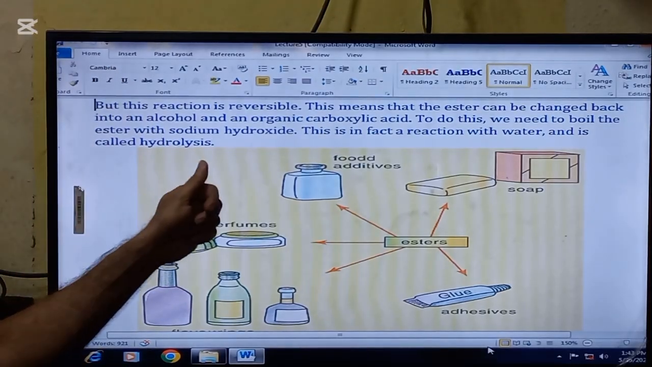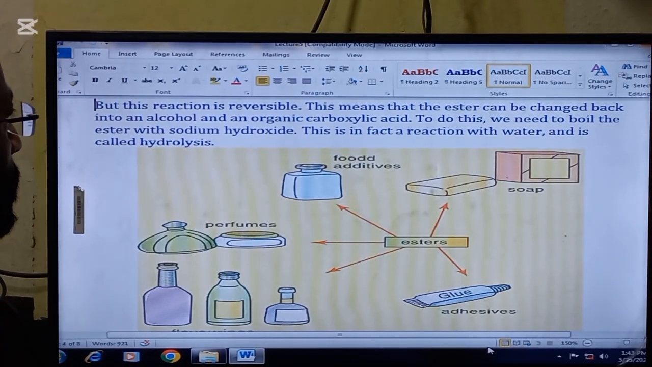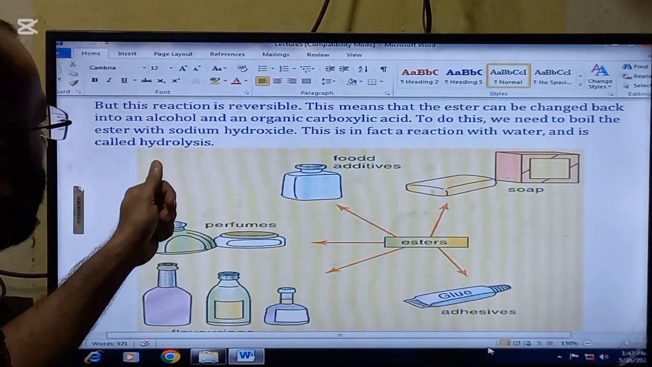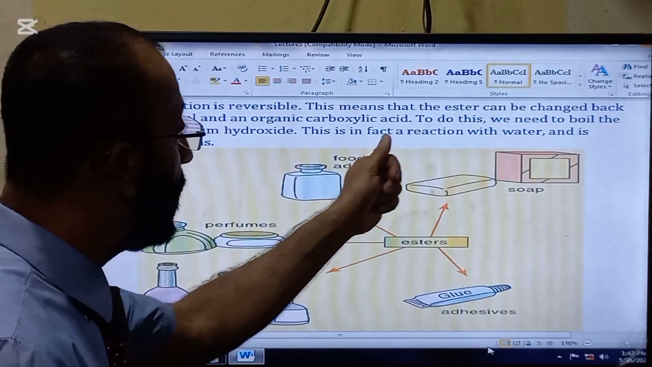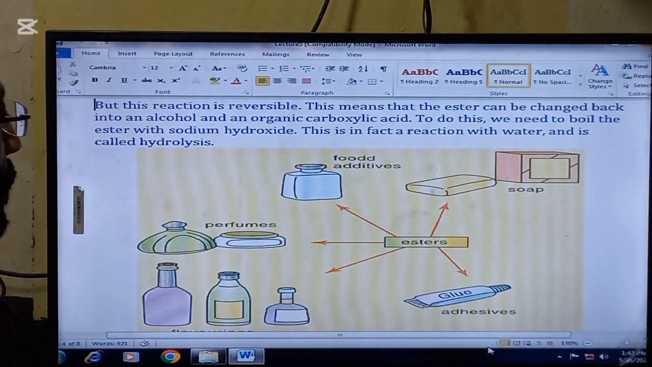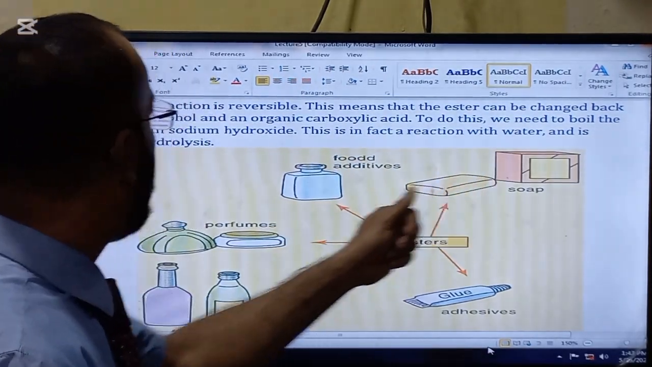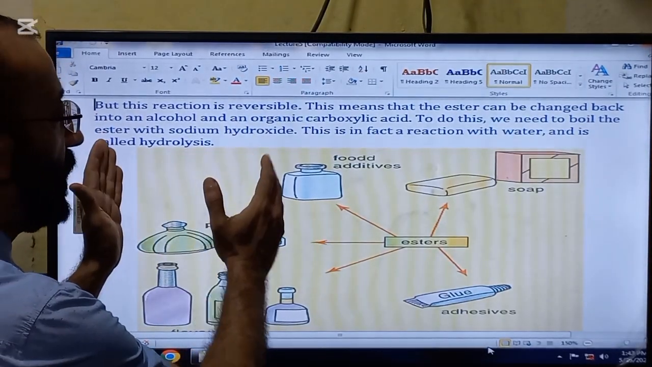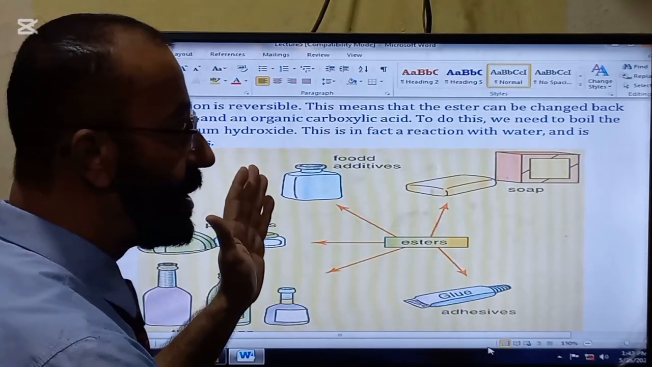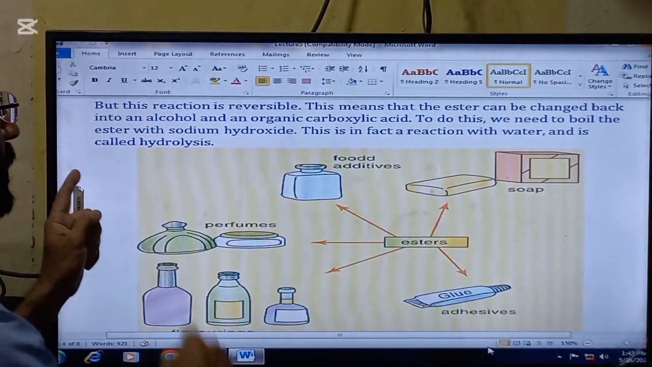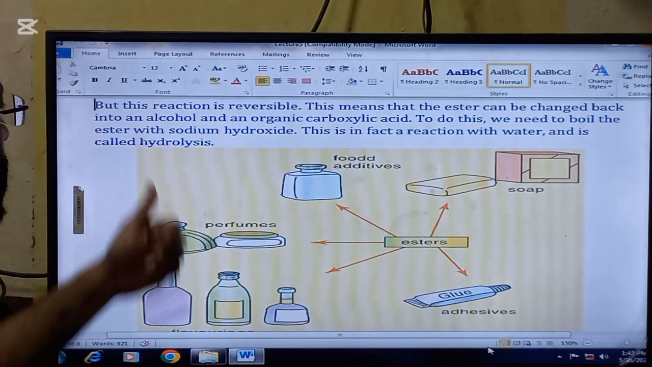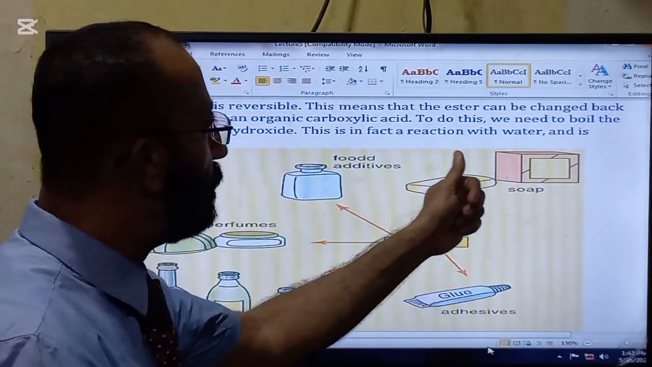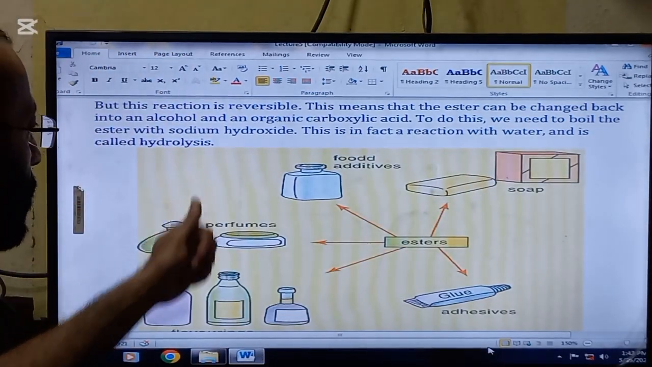But this reaction is reversible. This means that the ester can be changed back into an alcohol and an organic carboxylic acid. To do this, we need to boil the ester with sodium hydroxide. So this is the process by which we can change ester back into ethanoic acid, carboxylic acid and alcohol. This is in fact a reaction with water and is called hydrolysis.